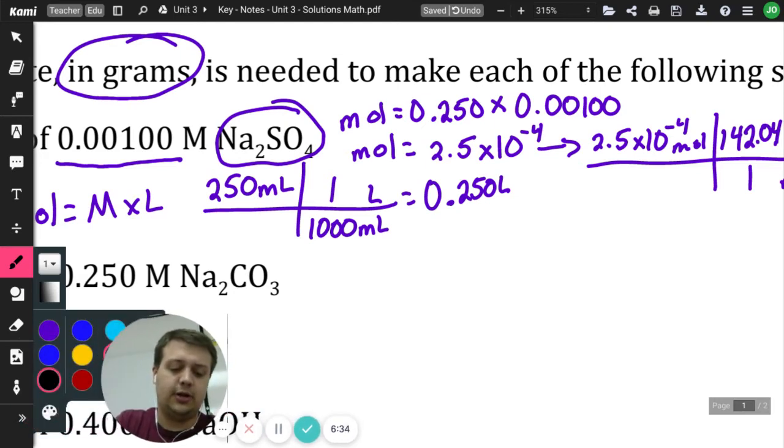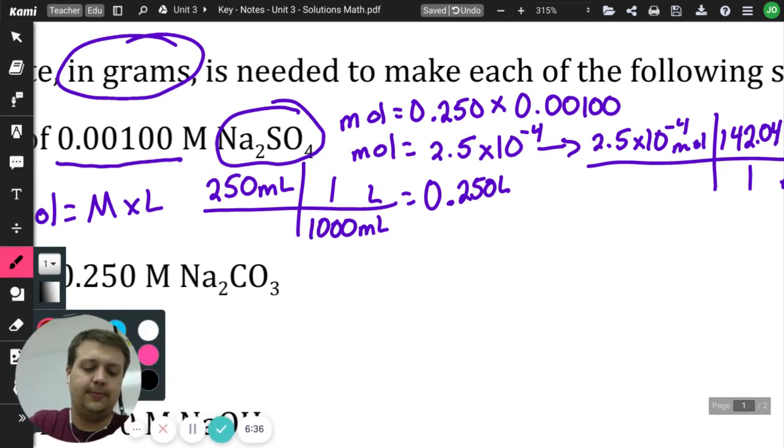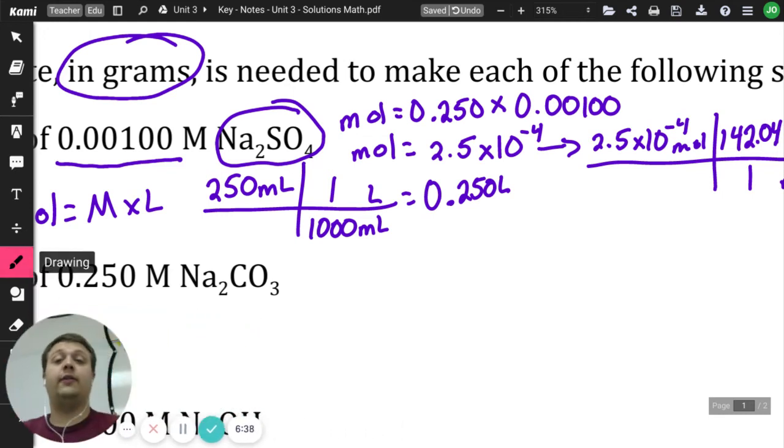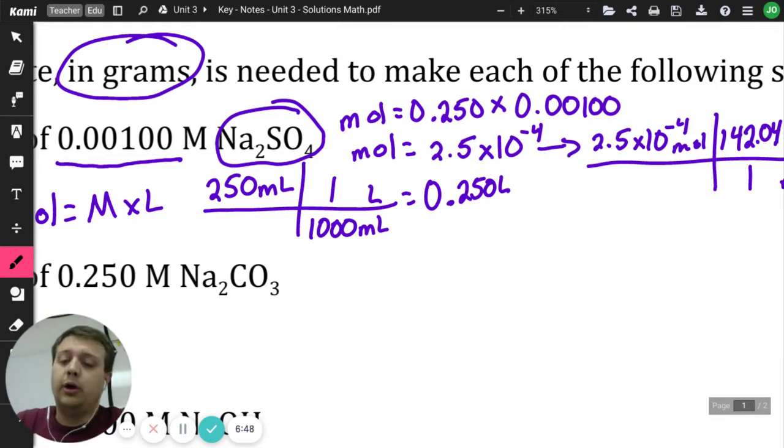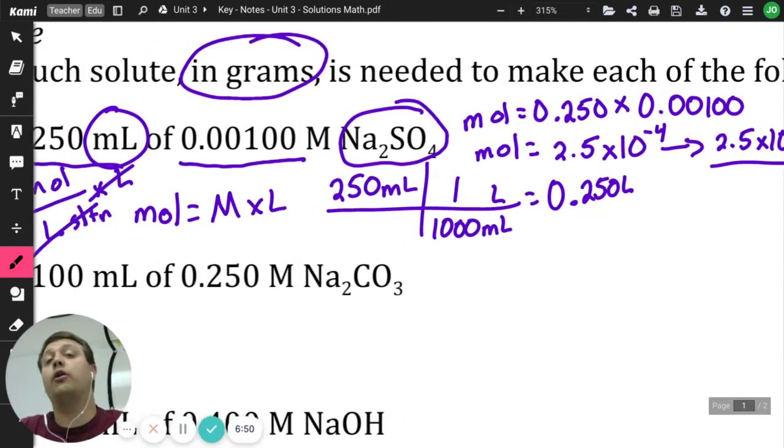And do this in a different color. Let's go with red. And this is just going to use dimensional analysis in its entirety. So we're just going to use dimensional analysis to solve the entire problem with one dimensional analysis problem. Okay? So what we're going to do is start with our volume.